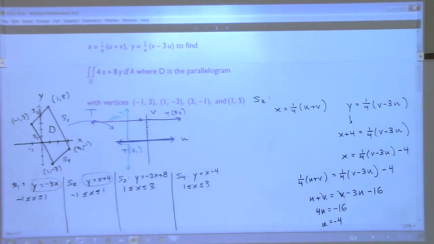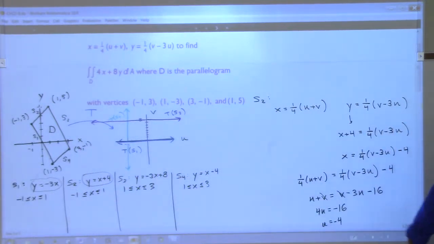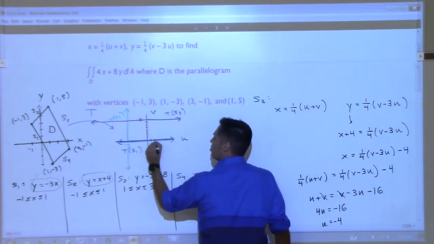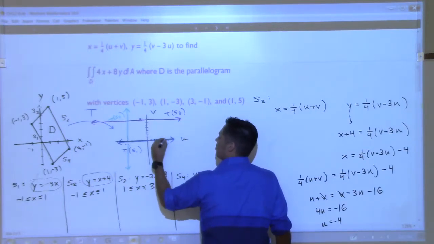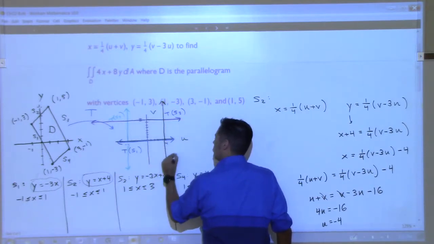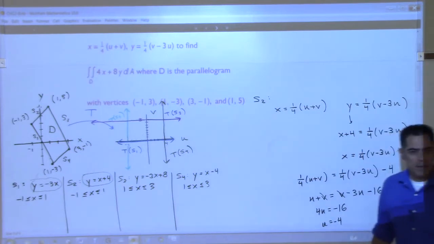And then the last one is this fourth one here. See, I'm out of colors, I think. I'll just use black. So S4, what happens is it gets mapped over to u is 4. So that's your transformation of S4. Okay?